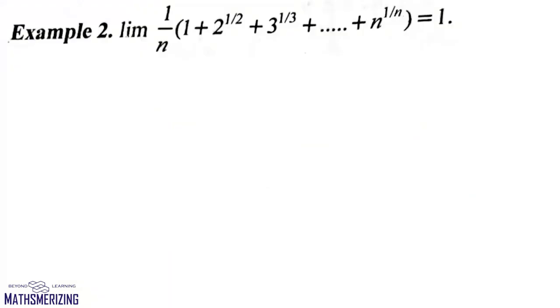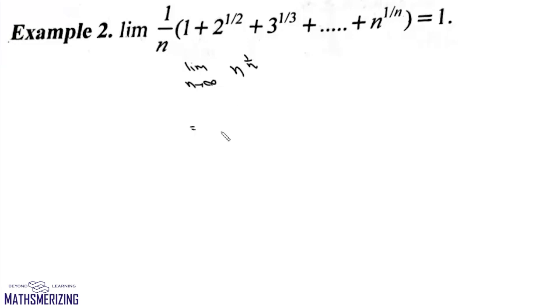Now here the question is, we need to show that this limit 1 by n (1 plus 2 to the power 1 by 2, 3 to the power 1 by 3, up to n to the power 1 by n) is equal to 1. Now using Cauchy's theorem, we can say that this limit, which is 1 by n (a1 plus a2 plus a3 up to an), is equal to limit n tends to infinity a_n, and a_n in this case is n to the power 1 by n.